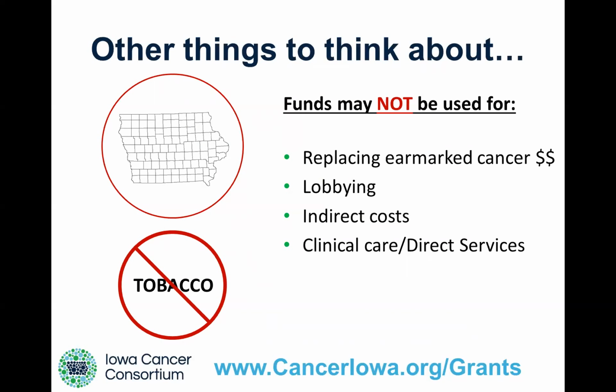Some additional requirements for our applicants. Your project activities must occur within Iowa and must serve Iowans. All activities that receive funding through an Iowa Cancer Plan implementation grant must be entirely tobacco-free. We do not allow any sort of tobacco to be aligned with our project. So if you do have, say, a community event, it has to be completely tobacco-free. There can be no smoking on the premises. Grant funds may not be used to replace dollars that are currently earmarked for cancer programs and projects. Funds may not be used for lobbying, and they may not be used to cover indirect costs, which may include administrative or overhead costs. And funds may also not be used for clinical care, which includes the provision of medication, vaccination, and/or treatment.